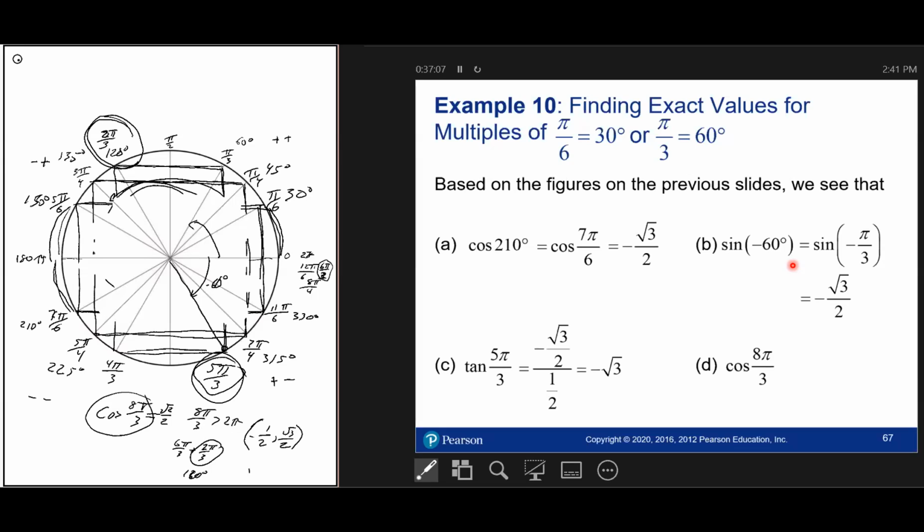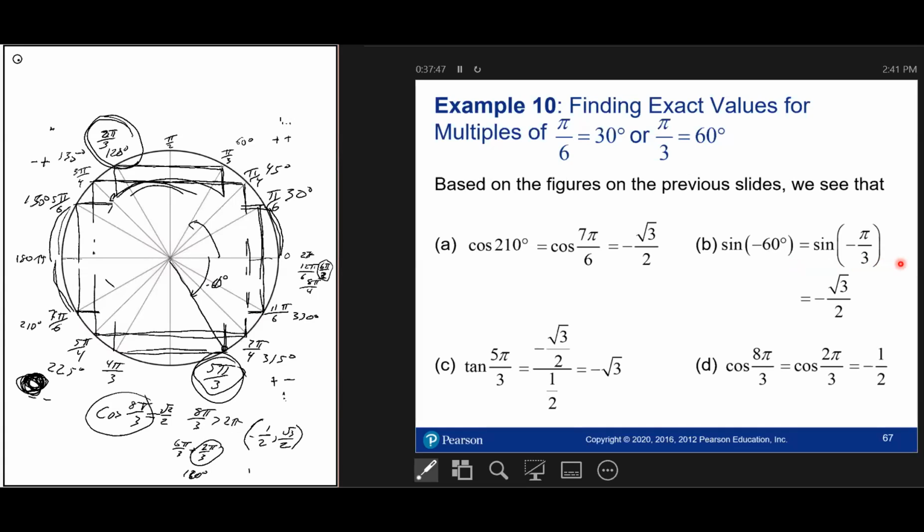All the trig functions are positive in the first quadrant. Tangent and cotangent are the only ones that are positive in the third quadrant. And in the fourth quadrant, only cosine and secant are positive. And in the second quadrant, only sine and cosecant are positive. And I think we talk about that a little bit later.